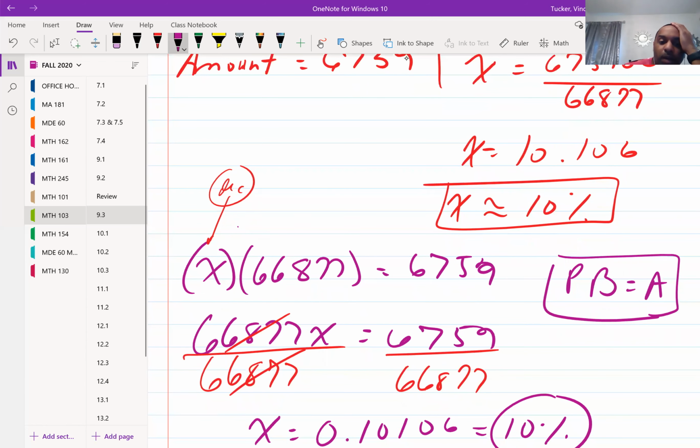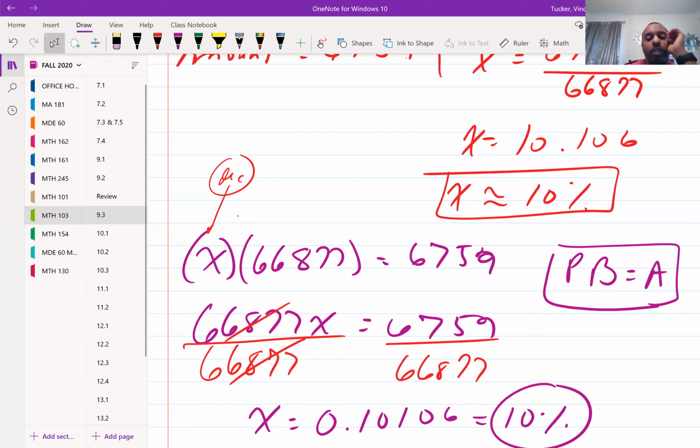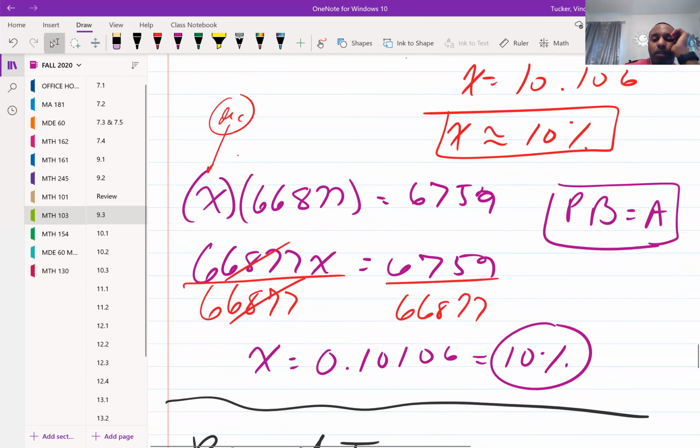And so we divide both sides by 66,877. That still gives us 0.10106. But once again, if they want the answer in percent, this form gives you the answer in decimal. And you just need to move your decimal 2 places to the right. And that will be your answer.